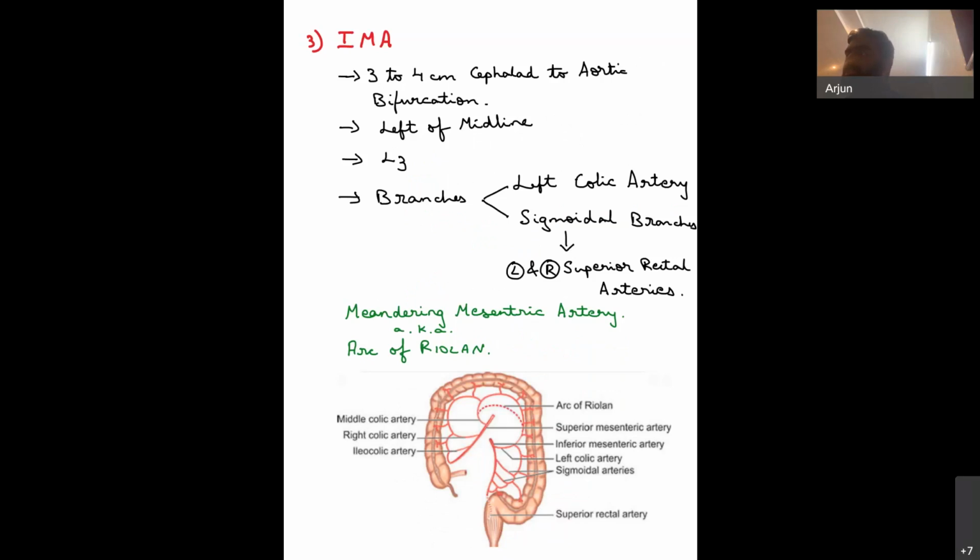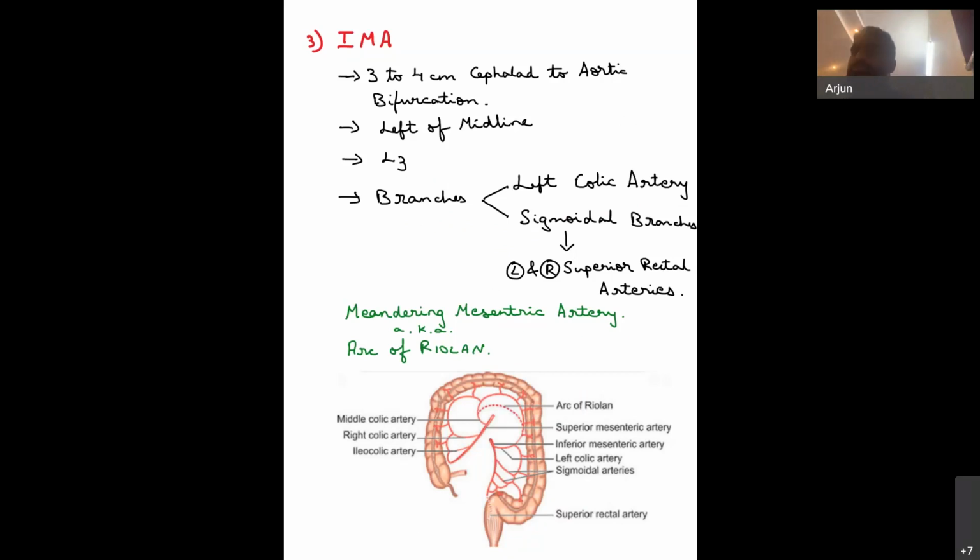The inferior mesenteric artery arises about 3 to 4 centimeters cephalad to the aortic bifurcation, and it is situated to the left of the midline, around the L3 segment. The branches are the left colic artery and the sigmoid branches. The sigmoid branches further divide into the left and right superior rectal arteries.